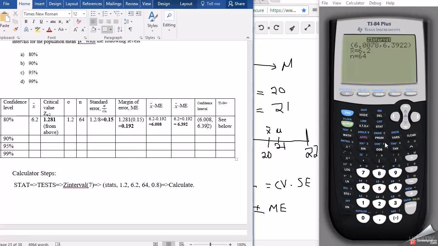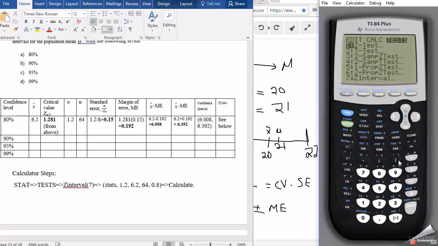Okay, all you need to do is go to stat, go to tests, and go to number 7. If you entered your data, there's a table, then you go to data. But if you know the population standard deviation, the sample mean, the sample size, and of course the confidence level, you always go with stats. You enter these values, it's going to give you an output, the lower boundary and the upper boundary, and that will be your confidence interval.